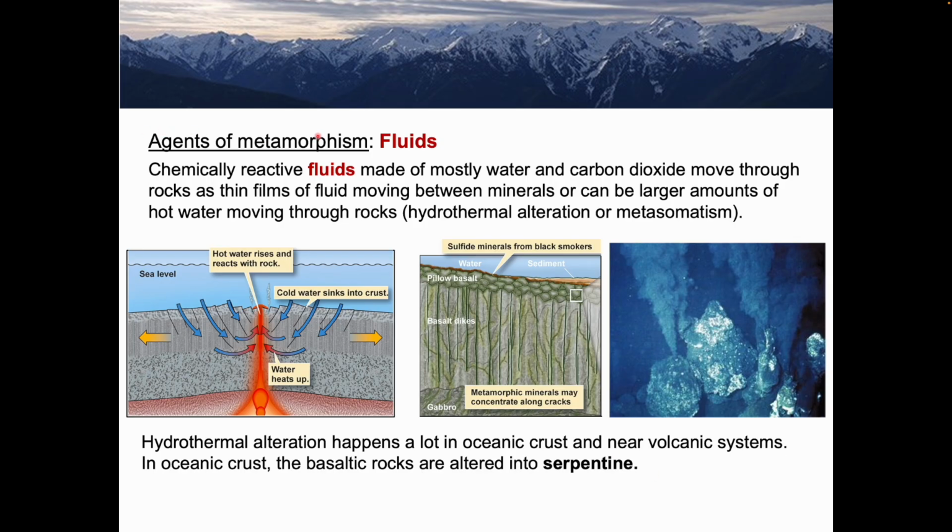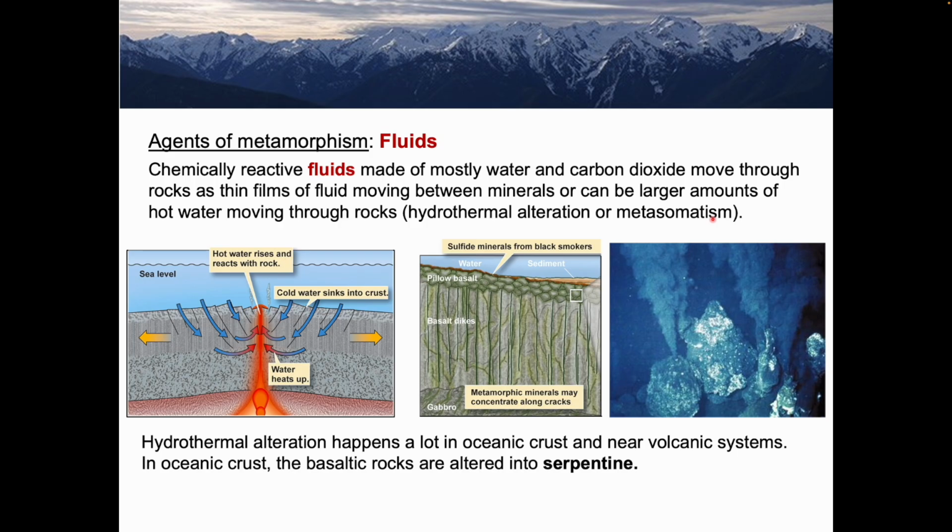Our final agent of metamorphism is fluid. Chemically reactive fluids, which are made up mostly of water and dissolved carbon dioxide, move through rocks as either thin films of fluid between individual mineral grains, or it can be larger amounts of hot water moving through rocks. This is a process called hydrothermal alteration or metasomatism.